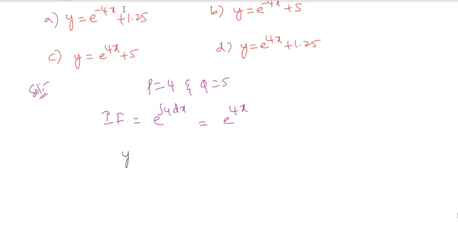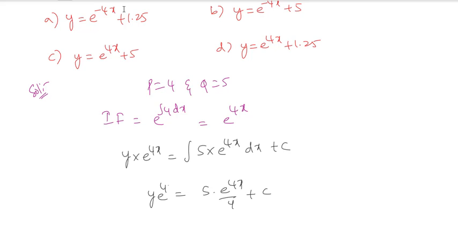Our solution will be y into the integrating factor, y into e to the power of 4x, which is equal to the integral of q, which is 5, times the integrating factor e to the power of 4x dx, plus c, the constant. Which is nothing but 5 into e power of 4x divided by 4 plus c. This is the actual solution.